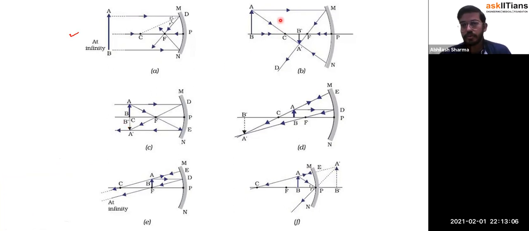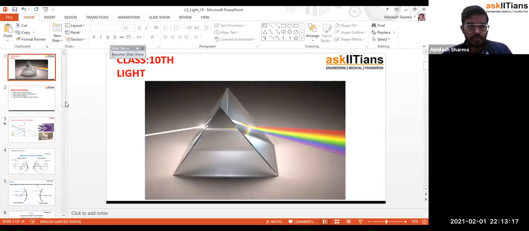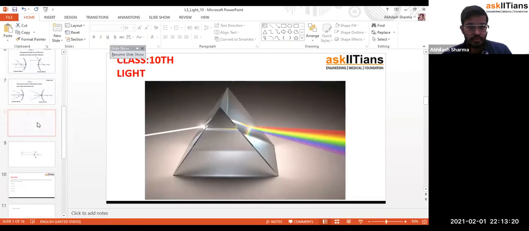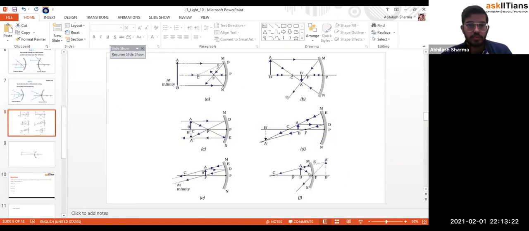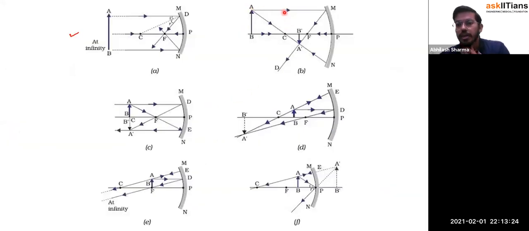So next, what if the object is not at infinity, but at a certain distance from the center? In this case, again, the ray will come parallel, and then it will pass through the focus, as usual. And look at the other ray that they've taken. Now this is something new. The other ray is actually incident at the center.